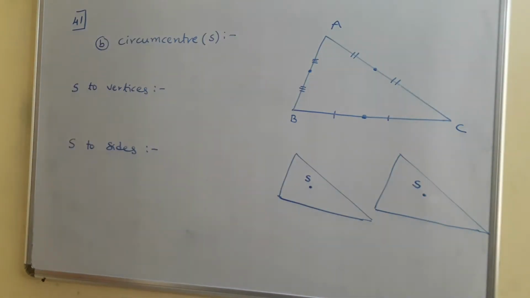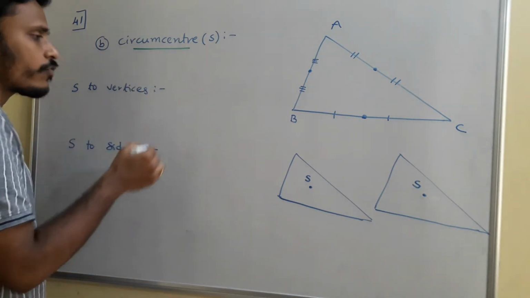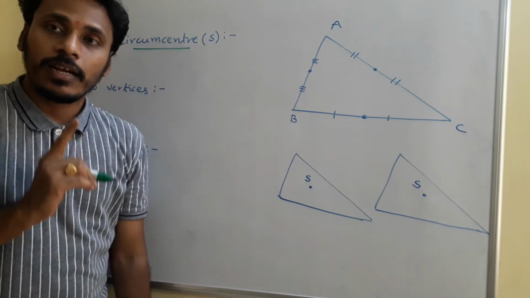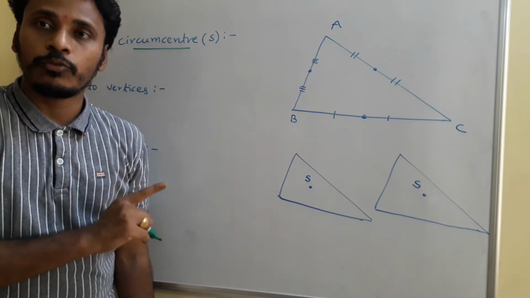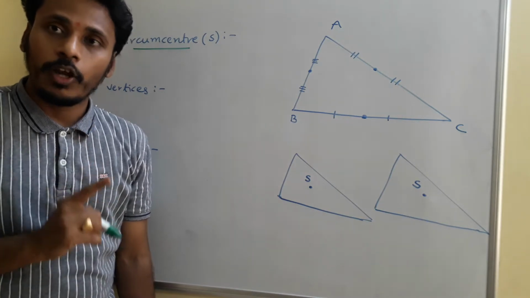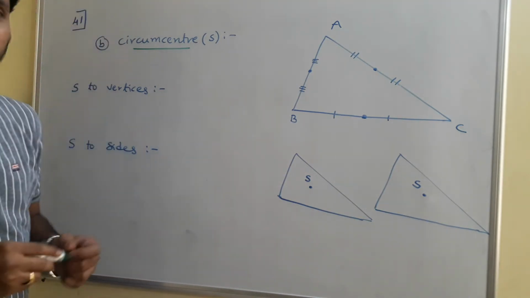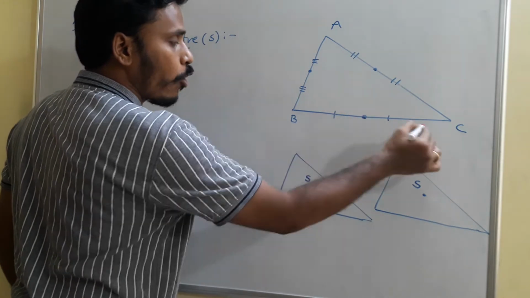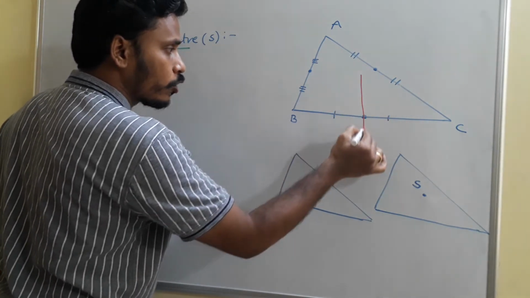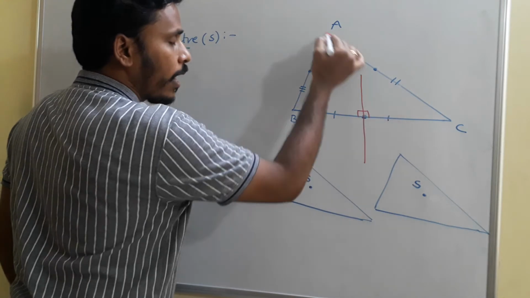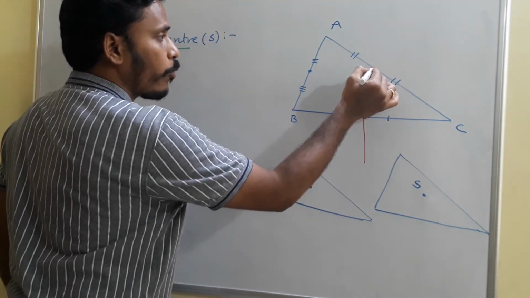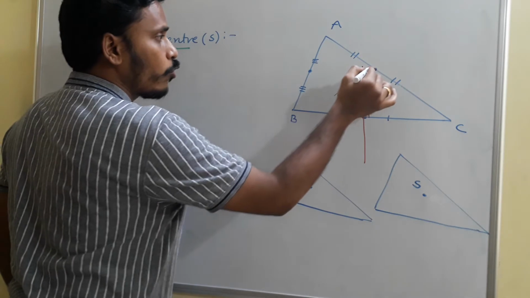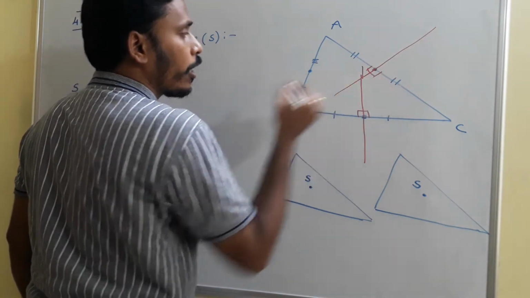And now 41B. Here we need to discuss the circumcenter and its distances to the vertices and to the sides. Circumcenter, as I mentioned repeatedly many times, is the point of concurrency of the perpendicular bisectors. A perpendicular bisector means a line which passes through the midpoint of the side and is perpendicular to it. So this is a perpendicular bisector. And for the side CA, this is the midpoint, so through this midpoint you need to draw a perpendicular. This is a perpendicular bisector.